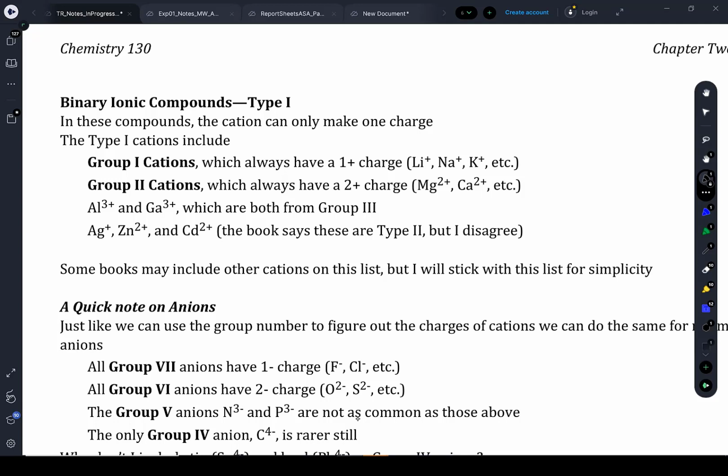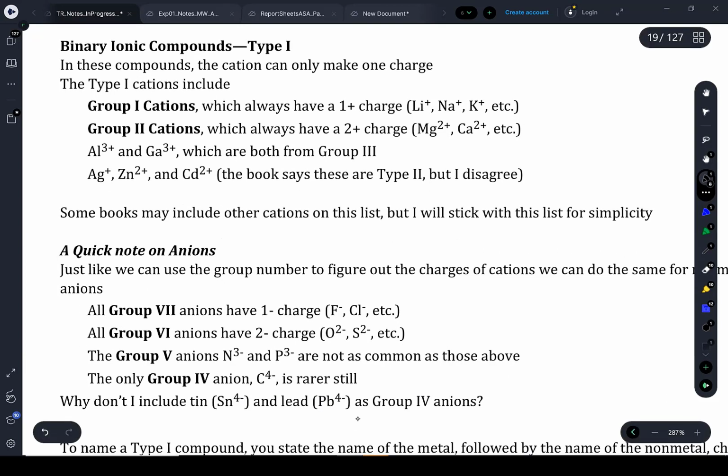Group 2s, I'm leaving out beryllium because we're not going to really talk much about it, but pretty much everybody else definitely must be +2. The only reason I leave out beryllium is because sometimes it's kind of weird and it will make covalent bonds. So I just don't mention it. But if I did, it would be +2.